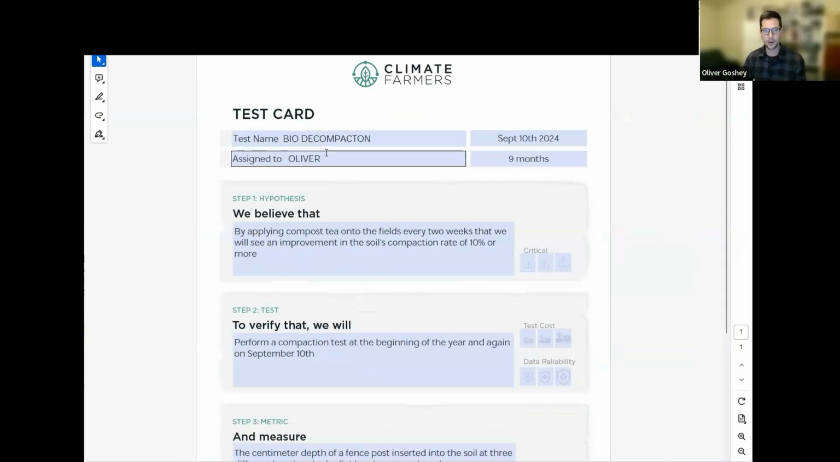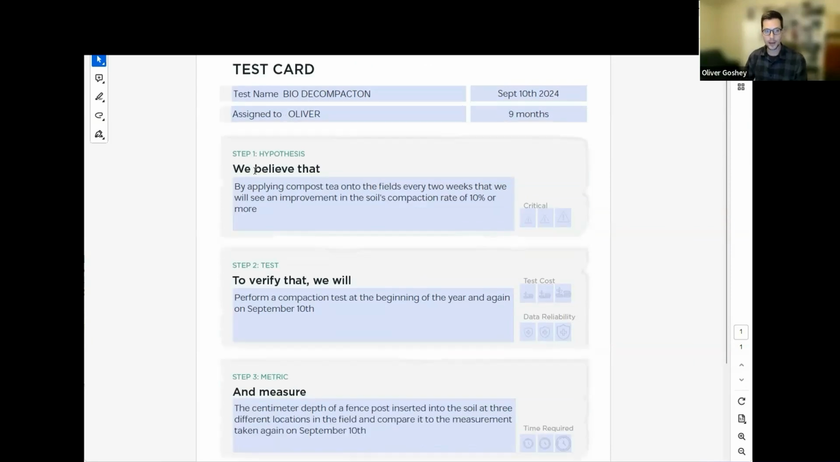So here at the top, I wrote biodecompaction is the name of the test to give it reference, and the deadline is going to be September the 10th, 2024. I have assigned it to myself, and this gives me 9 months for completion. So the way that I wrote it out is always with this first portion of the statement already assumed. So we believe that by applying compost tea to the fields every 2 weeks, that we will see an improvement in the soil's compaction rate of 10% or more. So this is the action, this is the time, and this is what we expect to see as a result.